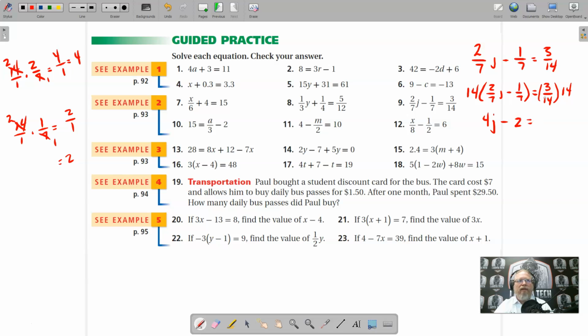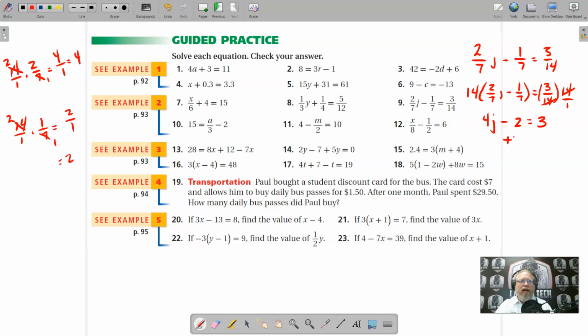On this one here, 3 over 14 times 14. Well, think of this as 14 over 1. The 14's cancel each other. We end up with 3 times 1 is 3, 1 times 1 is 1. 3 over 1 is 3. And we have that. Now we have a two-step equation here. We simply got rid of the fractions by multiplying by the least common denominator.